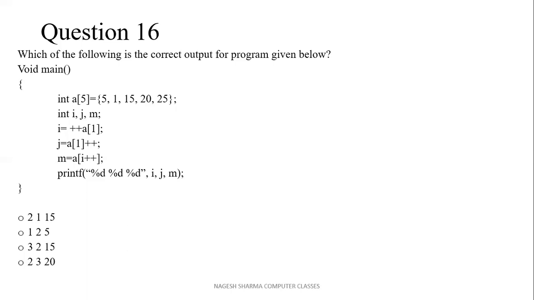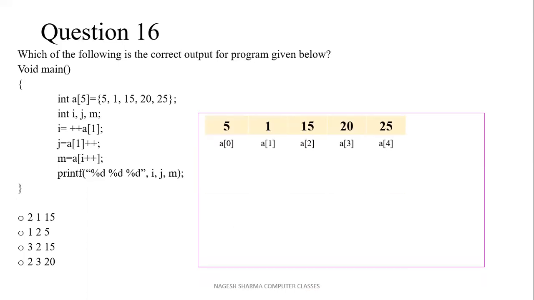Here you have declared an array int a[5] equal to 5, 1, 15, 20, 25. So you can see the picture is like this one. So you have taken three variables i, j, and m. i is storing the value of ++a[1]. So what is a[1]? That is 1. And as you have used pre-increment operator, so first value of a[1] will be incremented. So value of a[1] will become 2, and then value of i will be 2. So there will be an updation in value of a[1]. So you can see the table. So value of a[1] will be updated to 2.